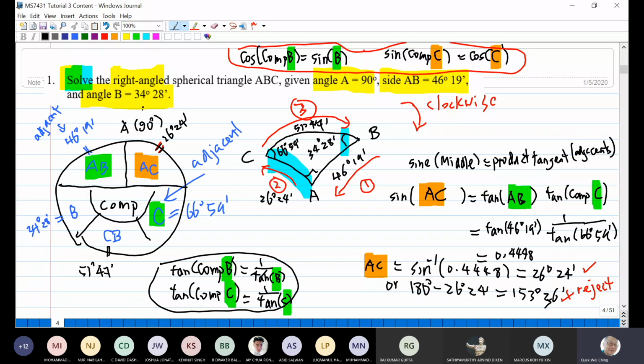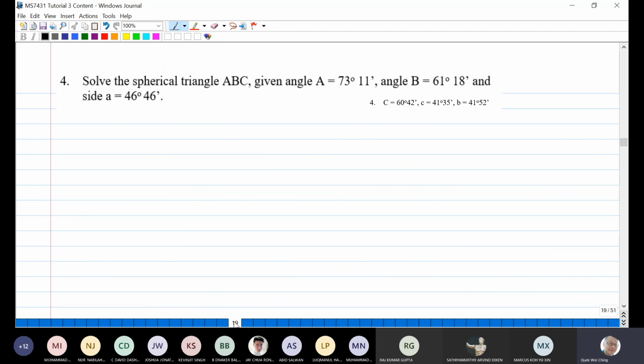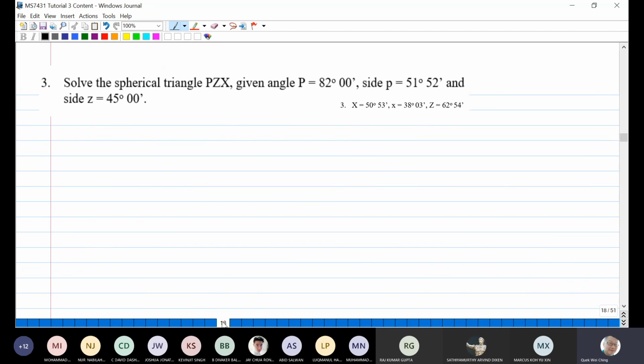Okay, now I'm going to move on to do question 3. Question 2, I leave it to you. I'm going to do question 3. All right, question 3 now. Given spherical triangle PZX, angle P is 82 degrees, side P is 51 degrees 52 minutes, and side Z is 45 degrees. I want to solve this triangle. This is a much harder question now.